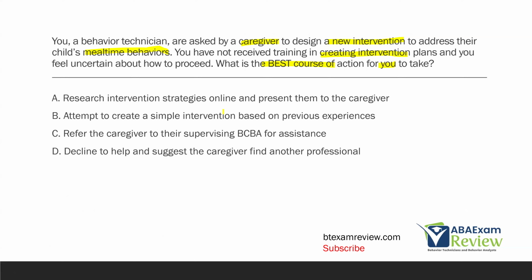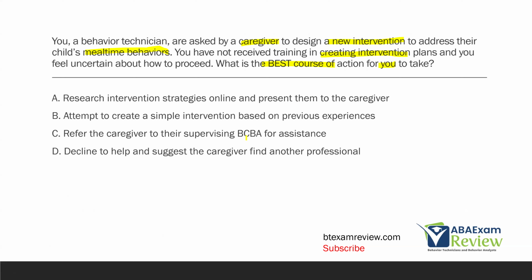A, research intervention strategies online and present them to the caregiver. Now, this isn't a bad idea. At least you're presenting empirical research. But before you proceed any further with the new intervention for mealtime behaviors, there's something else you want to do first. B, attempt to create a simple intervention based on previous experiences. This would be the worst course of action, right? That's not your role. It's not your competency. We haven't even done an assessment. You're being asked a direct question, but you've got to know what path to take. And that is not designing an intervention just based on something a caregiver asked you to do.